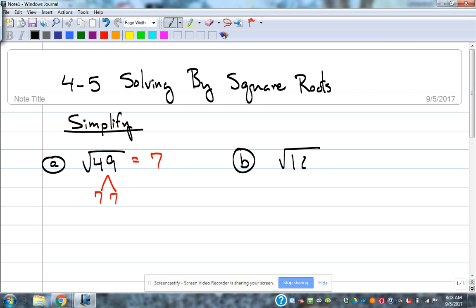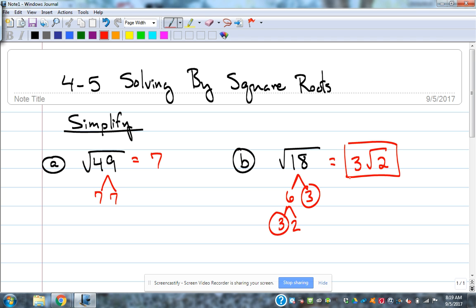Is that important? Because what if you're doing the square root of 18? Not a nice number, right? If it was 16, yeah, it'd be 4, but it's 18. So when you're trying to find the simplified square root of 18, not the decimal, the exact solution, you're looking at 6 times 3, 3 times 2. There's a pair of 3s. So it would be 3 radical 2 out of that.